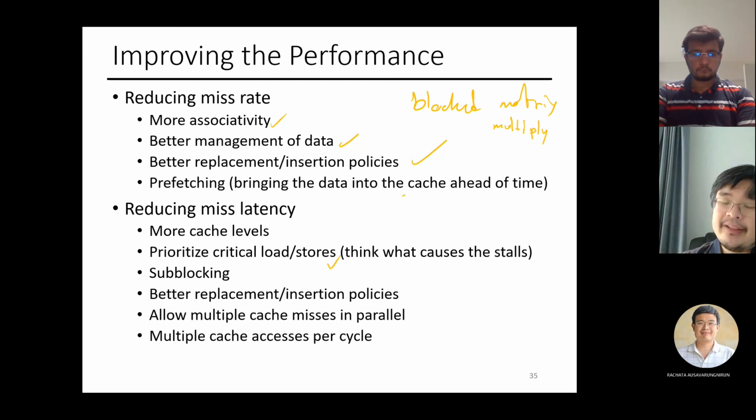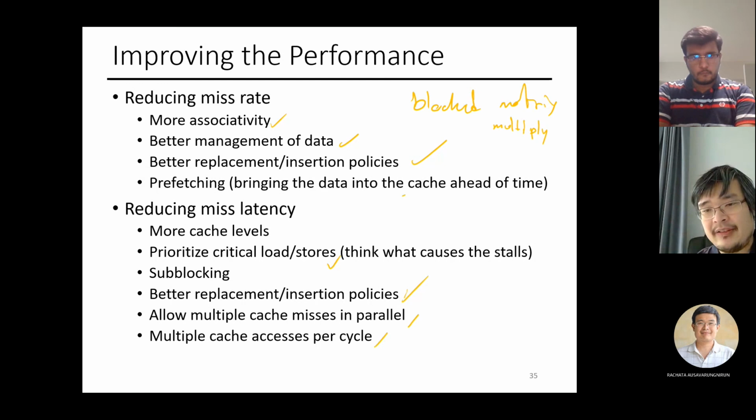You can prioritize the critical loads and stores, right? We talked about this when we talked about memory scheduling. Also, a lot of my work looks into this area. Can I identify the loads and stores that have to be fast so we can prioritize them? Sub-blocking or better replacement and insertion policy again, right? You can reduce the miss latency. You allow multiple cache misses to be done in parallel. There's a structure for that, right? Multiple cache accesses per cycle as well. You can maybe handle 10 accesses at the same time rather than one, right?